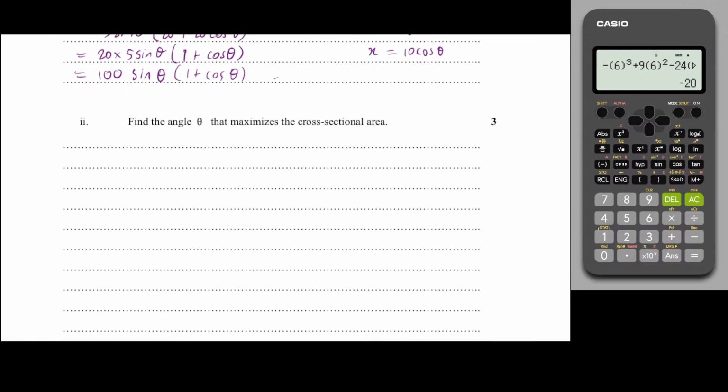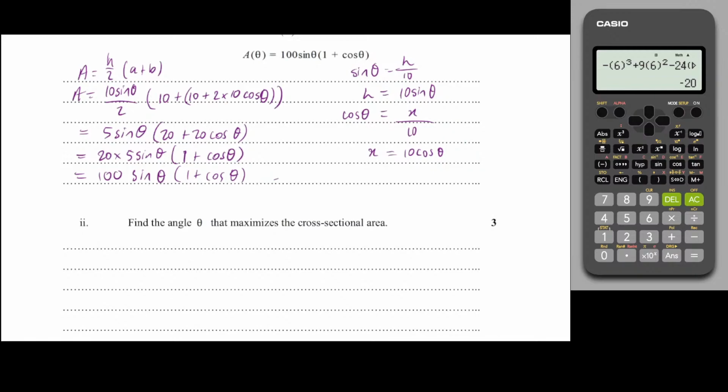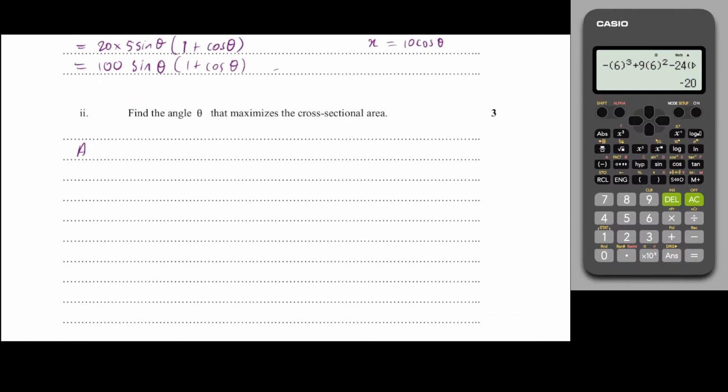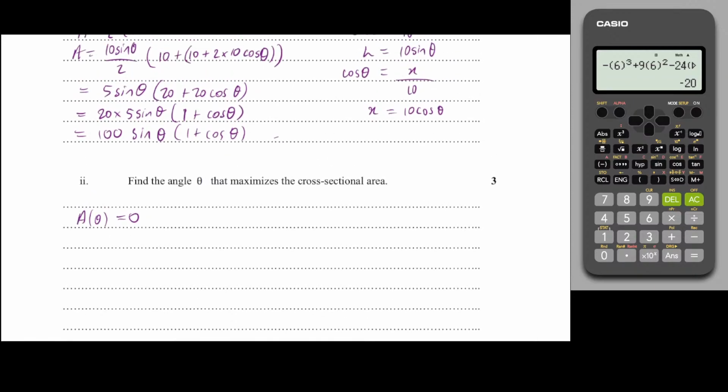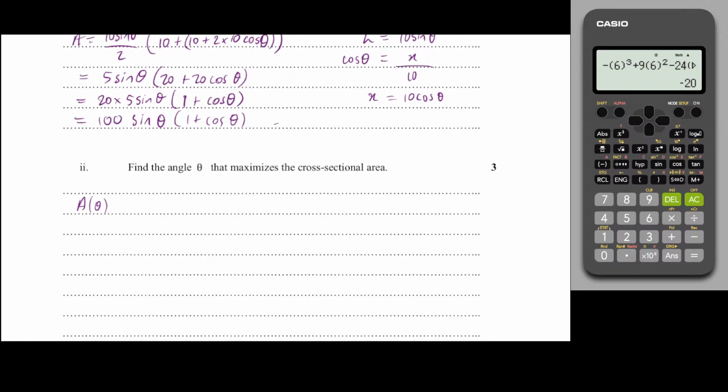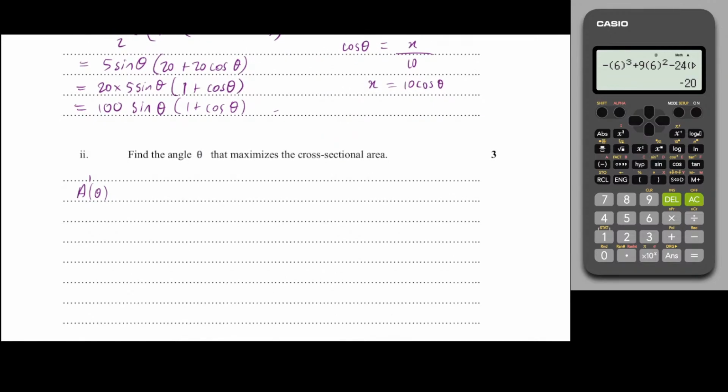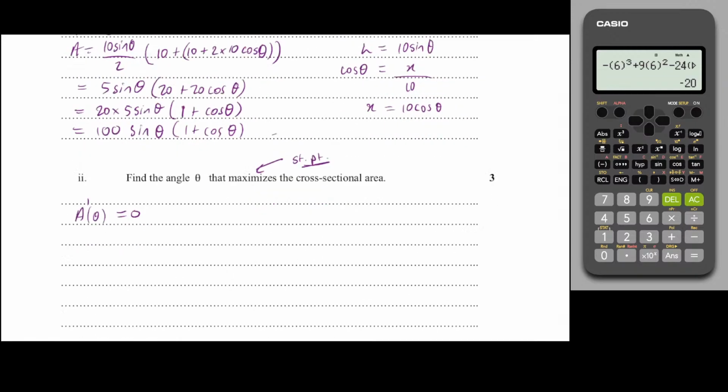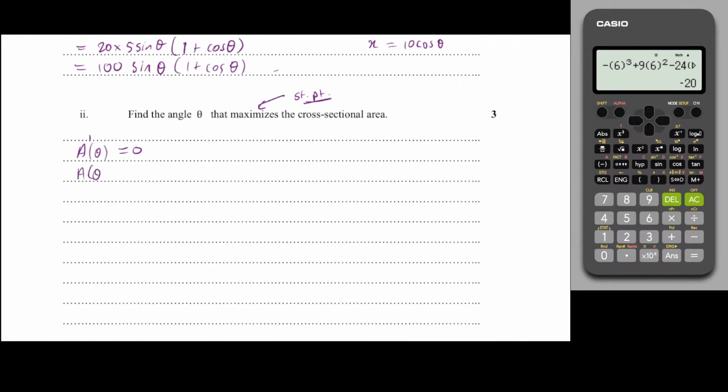Alright, find the angle theta that maximizes the cross-sectional area. Well, that's when A theta is going to be equal to 0? No. The derivative is going to be a stationary point, so it's going to be equal to 0. Whenever you're looking for a maximization or a minimization, you're looking for a stationary point. So we're going to have derivative equal 0. So let's expand our thing out. So we've got A theta, that's going to be equal to 100 sine theta.